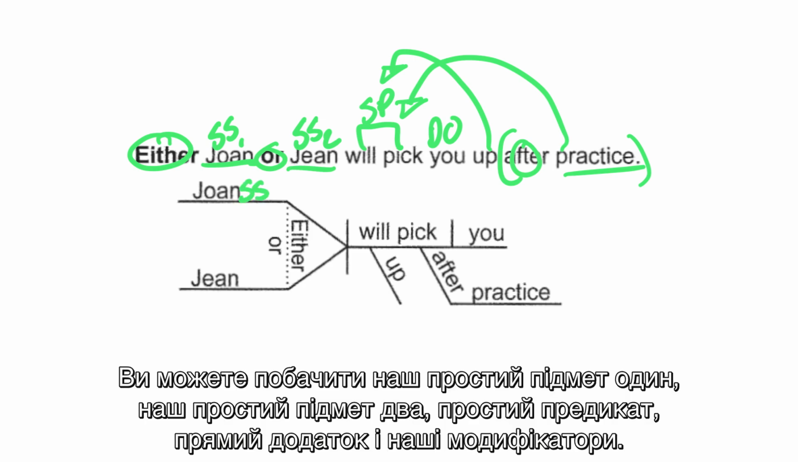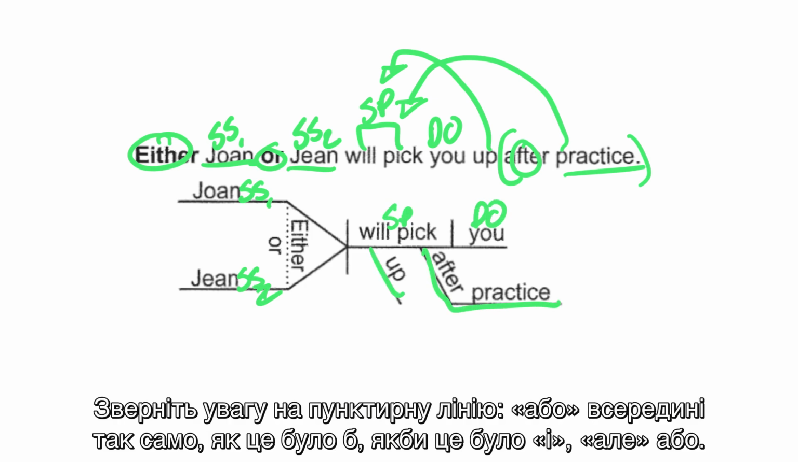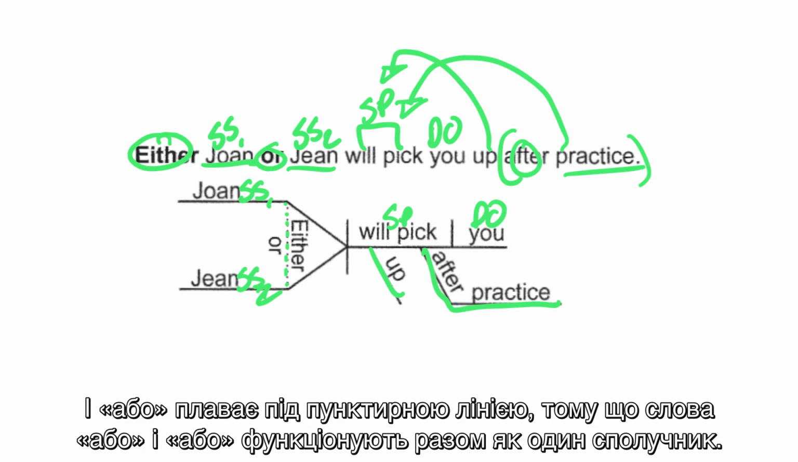So you can see our simple subject 1, our simple subject 2, simple predicate, direct object, and our modifiers. Notice on the dotted line, either is inside just like it would have been if it was and, but, or, and or is floating underneath the dotted line because the words either and or function together as one conjunction.